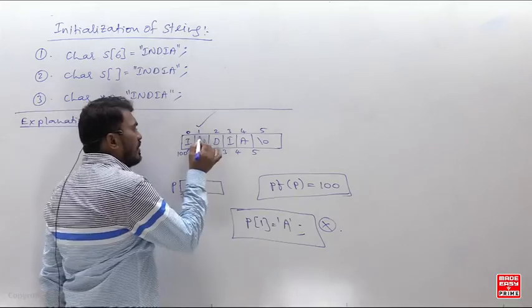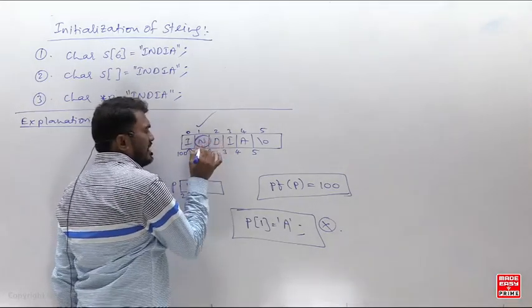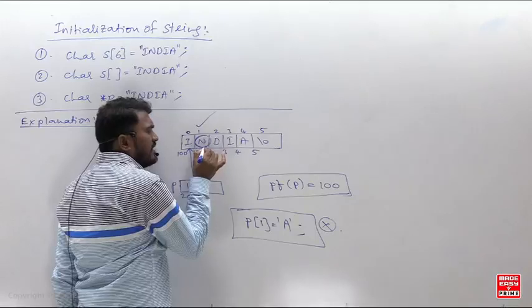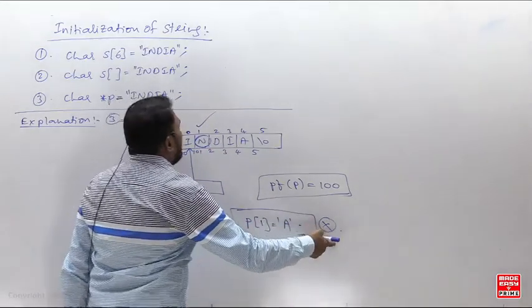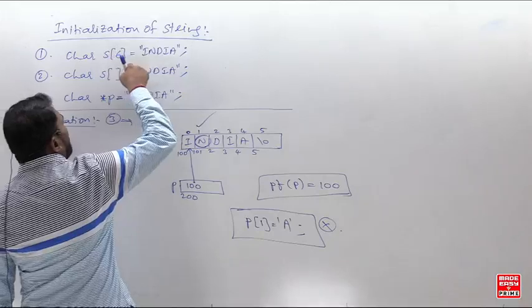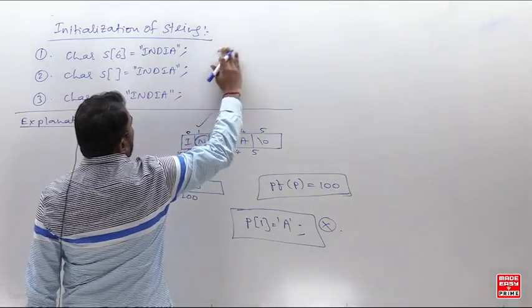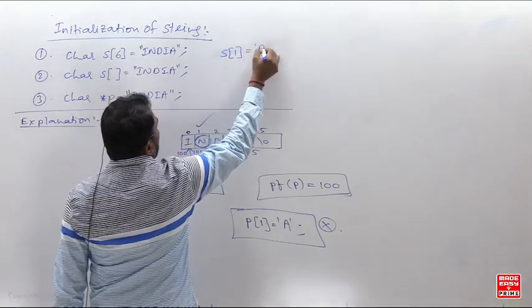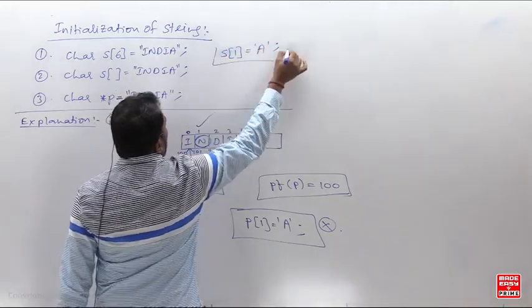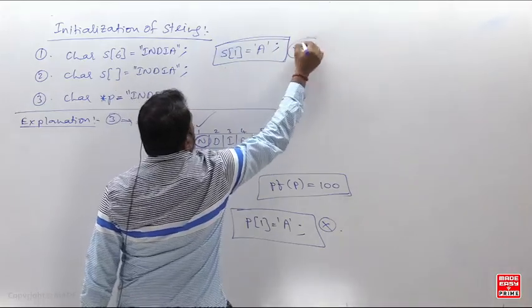You are trying to modify this content here. You have N here, and I want to change it to A, P of 1. Remember, this is not allowed. But if I want to change here, copy this also, S of 1 equal to A, now remember, this is allowed here. This will work.